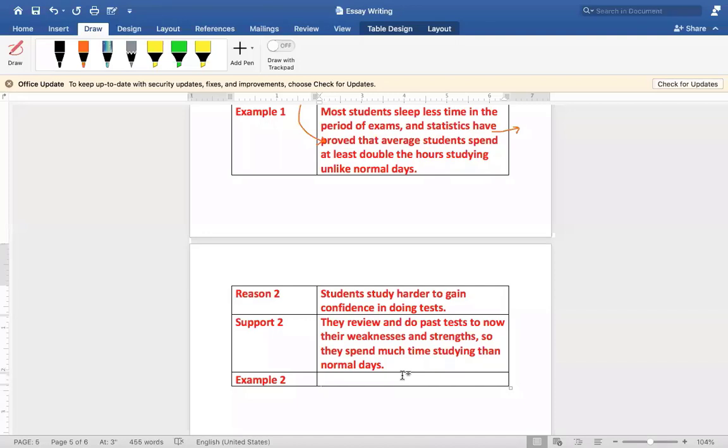مين يجيب لي example يثبت الكلام ده؟ انتوا قلتوا students study harder to get confidence in doing tests. برافو. They review and do past tests to know their weaknesses. Very good. To know their weaknesses and strengths. So they spend much time studying than normal days. Perfect. Who can give me an example?